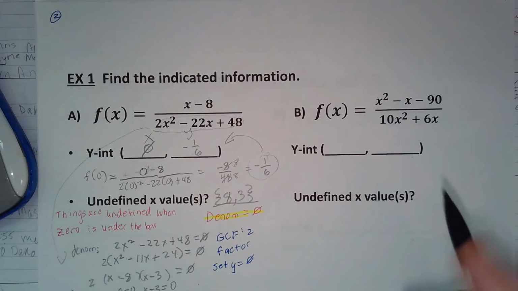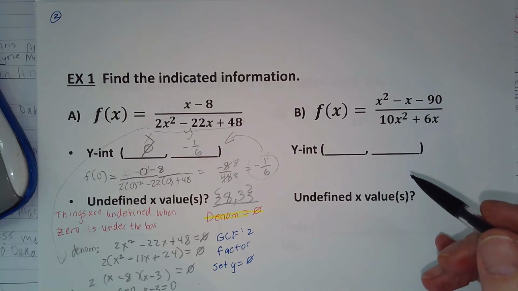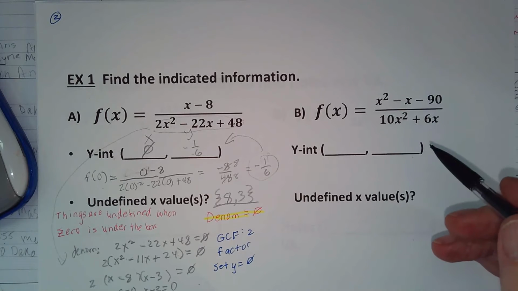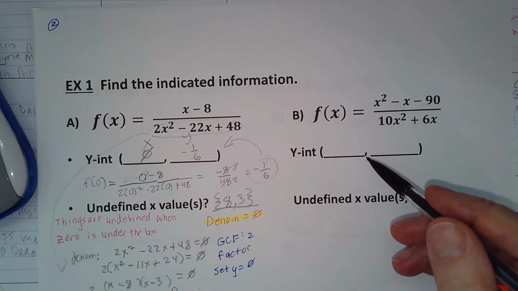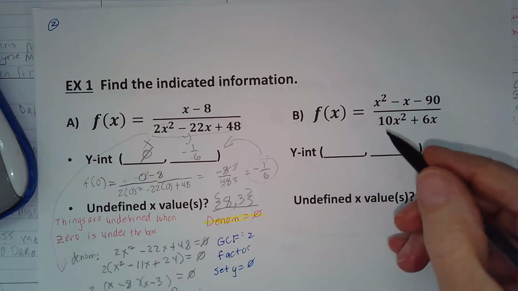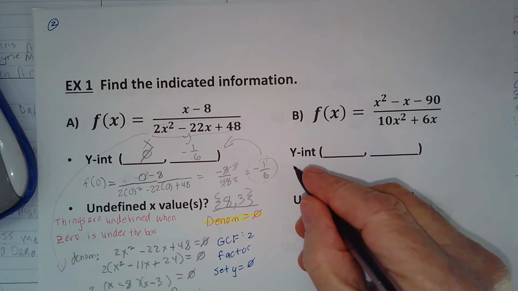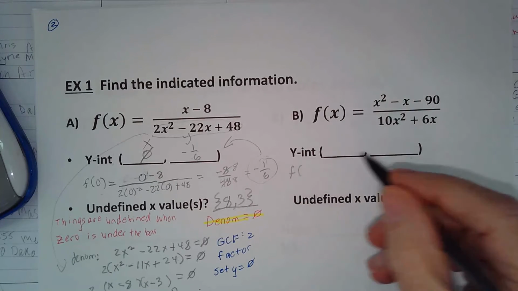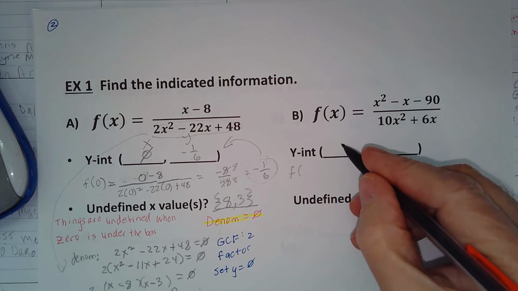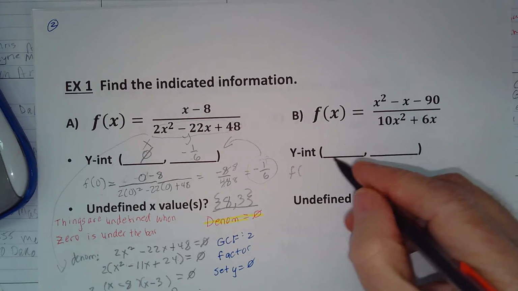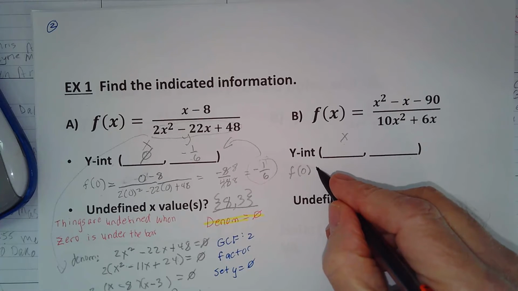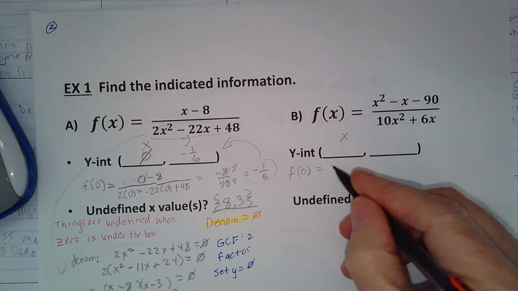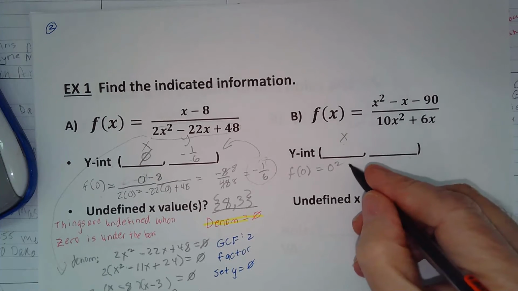Now, let's go to the next one. So, got another fractional or rational equation, and we want to find the y-intercept. Okay, so let's go ahead and set x to 0, because your y-intercept always occurs when your x is 0, right? So f of 0 would equal, well, I got 0 squared minus 0 minus 90.